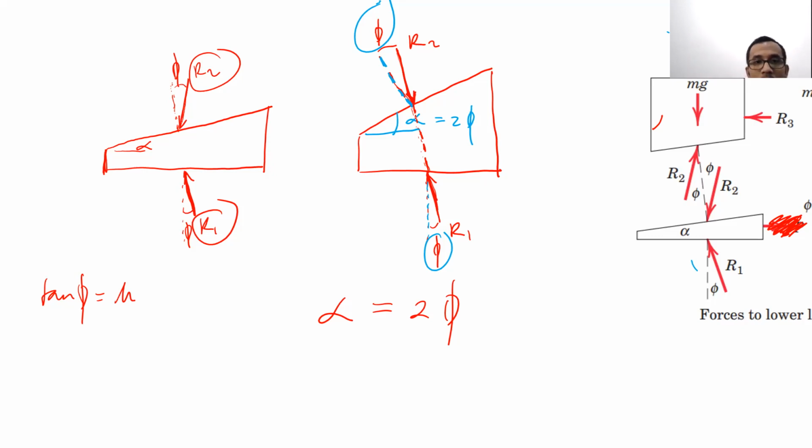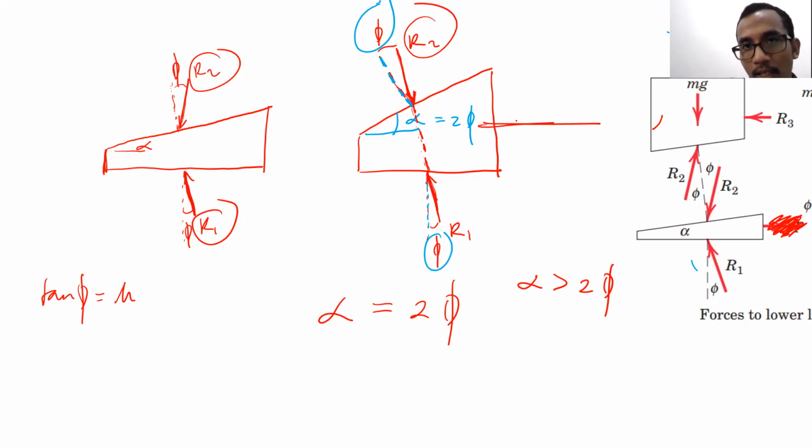Then, can you imagine if we make sure that the alpha there is bigger than 2v? If alpha there is bigger than 2v, right? Then you can see that the R2 here will be more slanted to the left again. In that case, the resultant of the force R1 and R2 will push the wedge out.